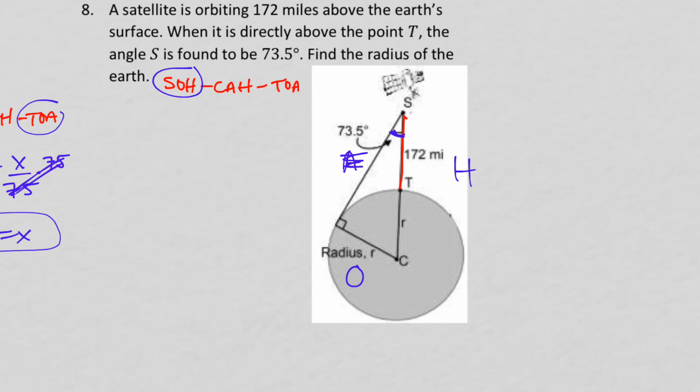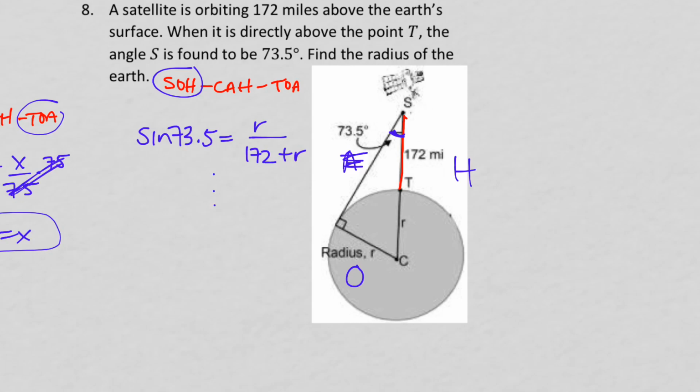I'll give you the first setup, and then it'll be your job to try to work this out algebraically. So I can say sine of 73.5 degrees equals opposite, which is r, over hypotenuse. In this case, the hypotenuse is going to be 172 plus r. So it's 172 plus r. At this point, it's going to be your job to try to solve this equation for r. I'm going to let you give this a try, and in class we can go over the response.